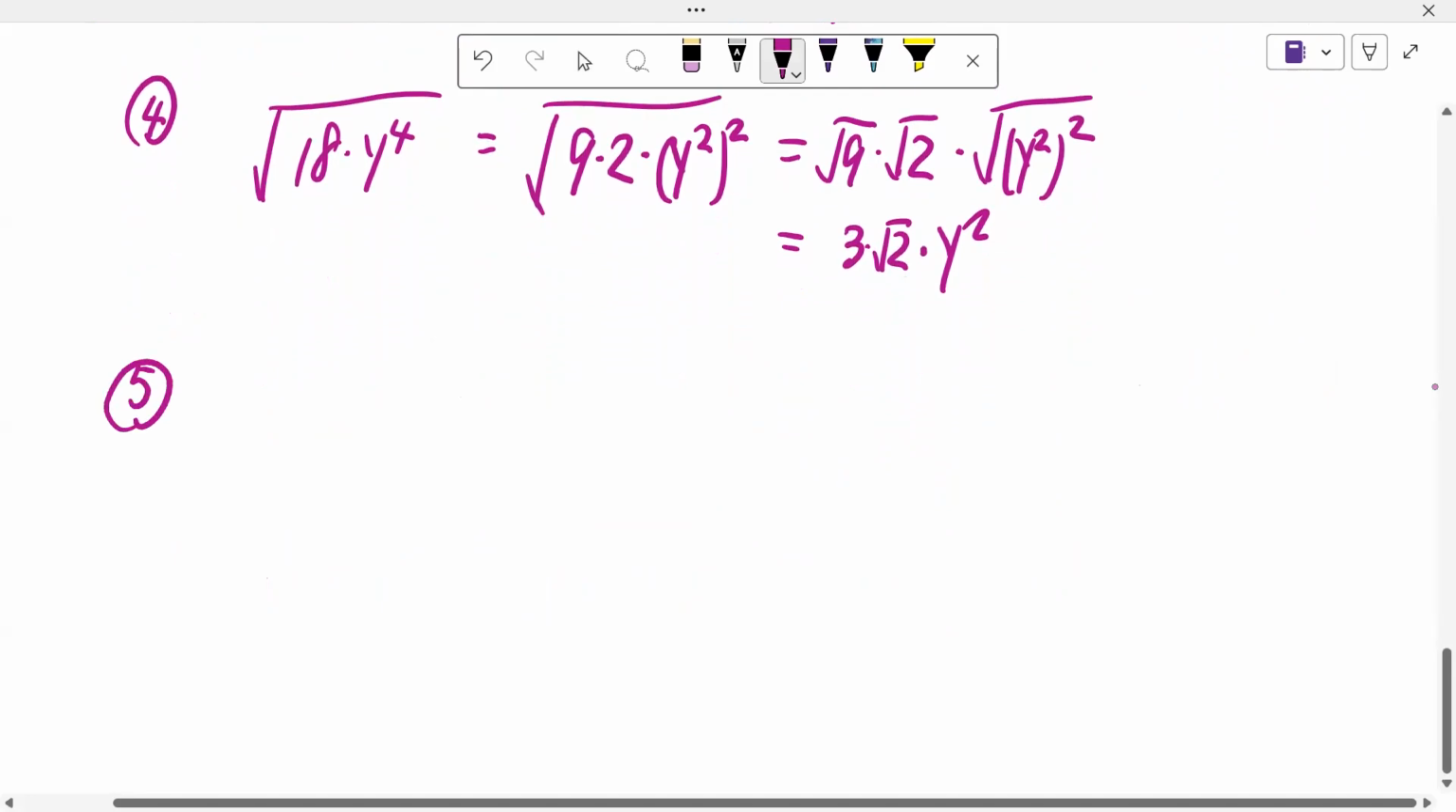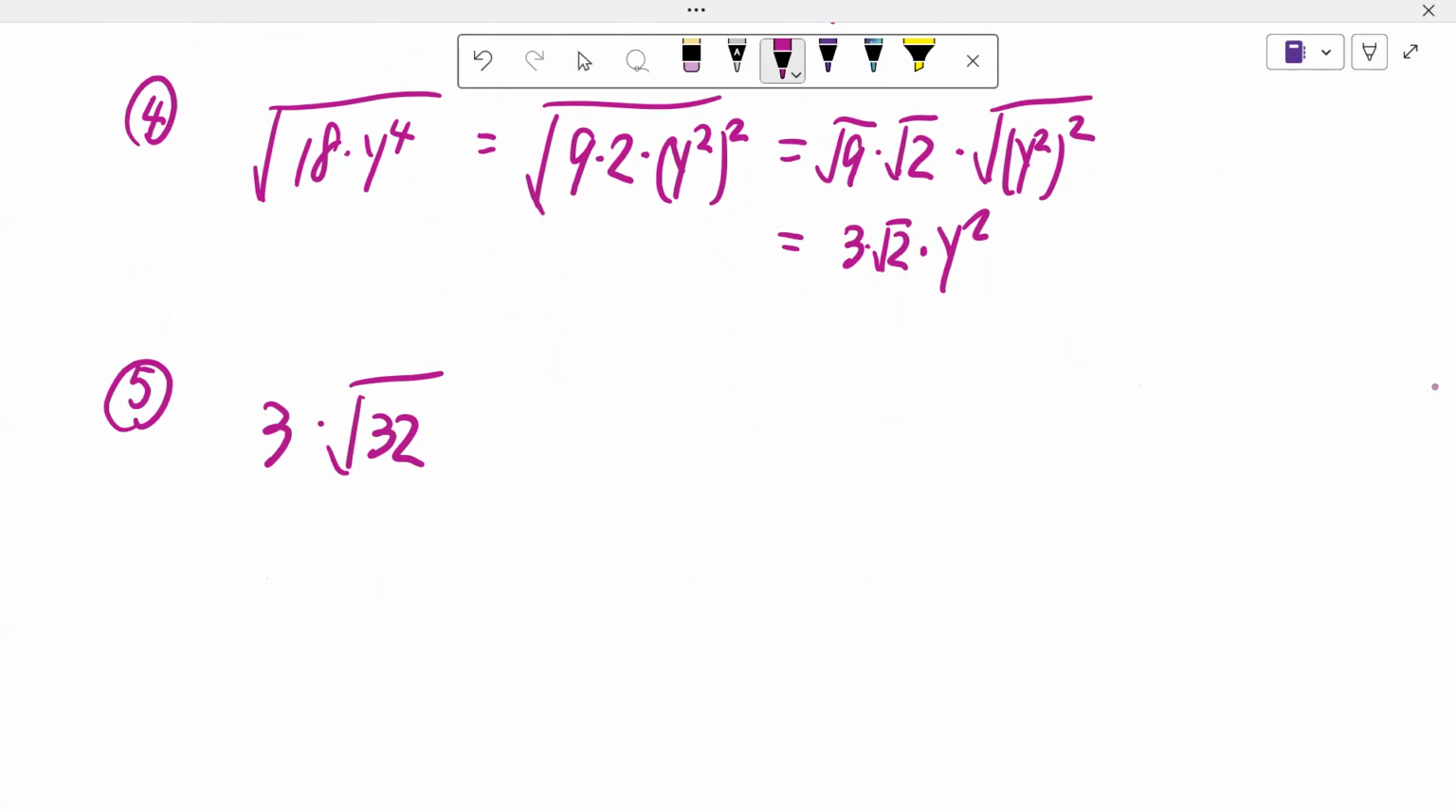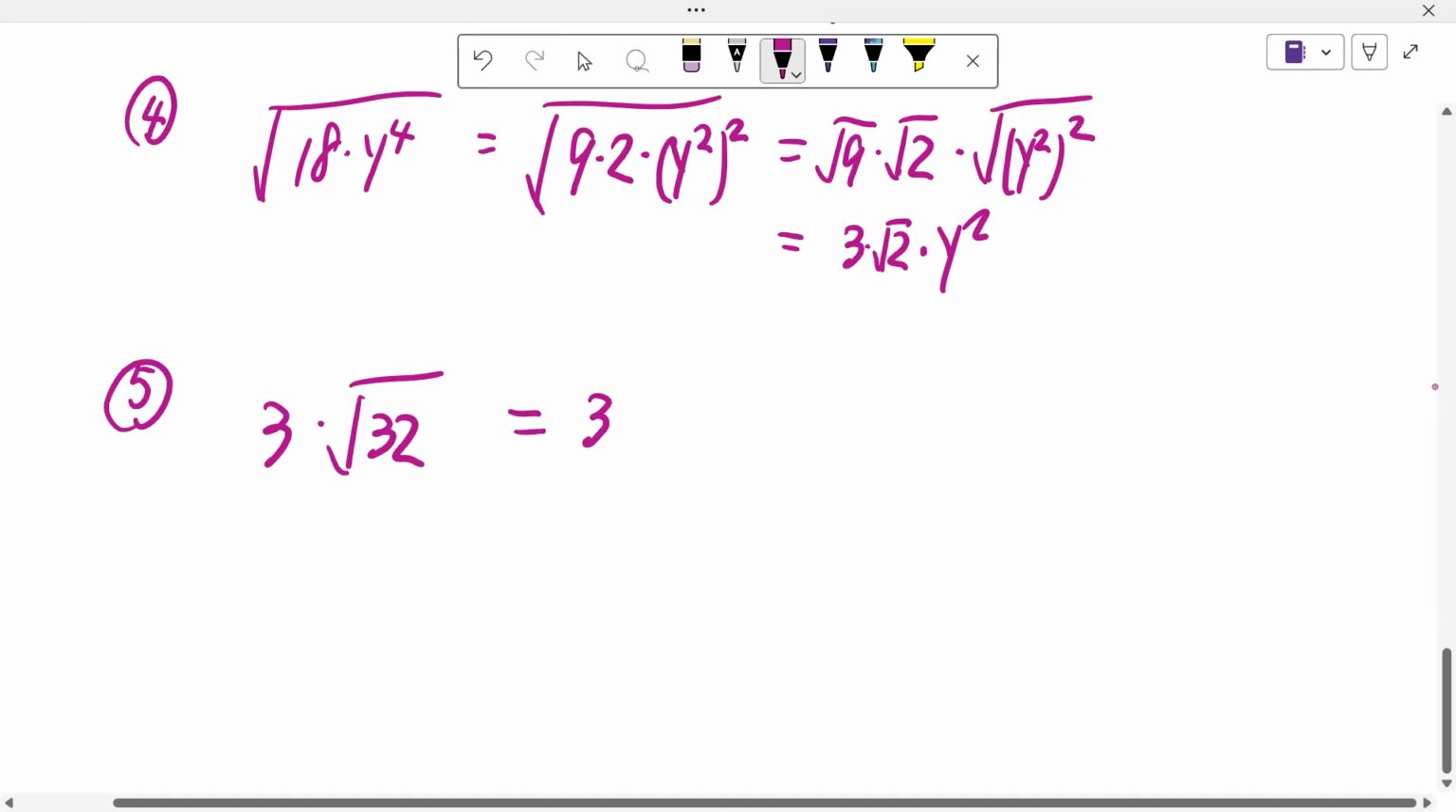Let's say we get 3 times the square root of 32. Now, 3 is the coefficient in front of the root, so we just carry that over. What will be the maximum perfect square going into 32? Any suggestion?